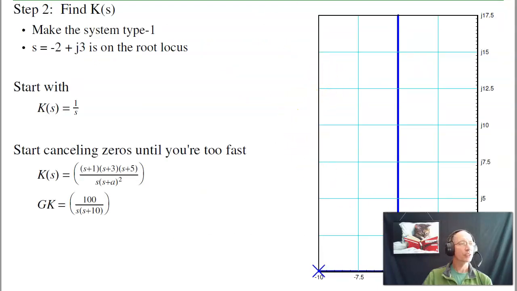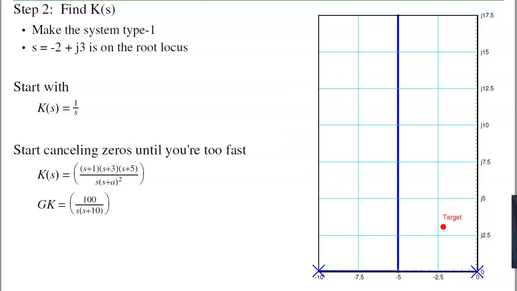So the procedure, again like last time, here's my target, -2 plus j3. I'm going to start canceling poles until I'm fast enough. Add a pole at s equals 0. The pole at -1 causes trouble, it makes it too slow. Pole at -3 causes trouble, again too slow. Pole at -5 causes trouble. So let's get rid of the poles at 1, 3, and 5. Add a pole at s equals 0, and I have to add 2 more poles to make this third order.